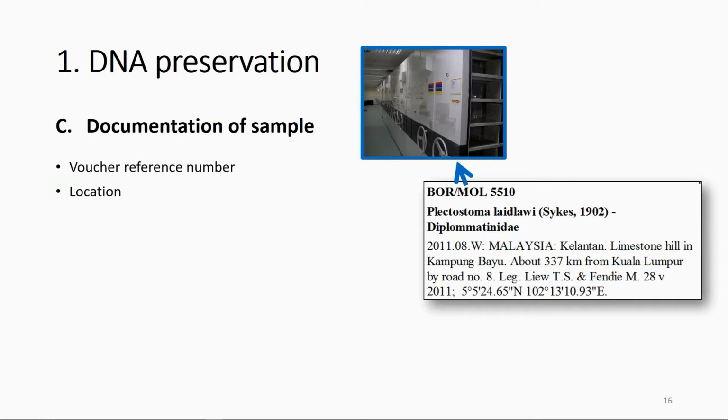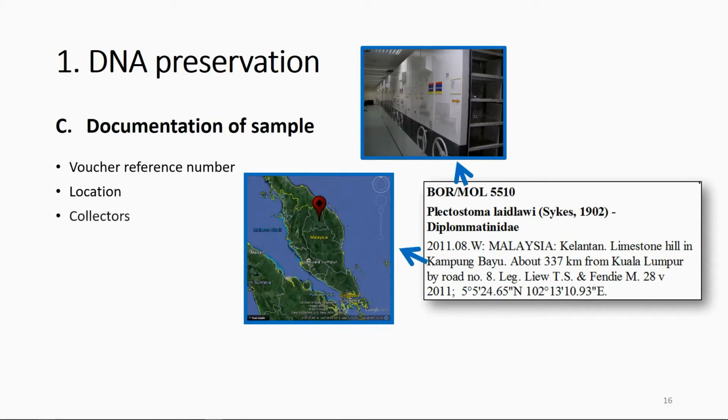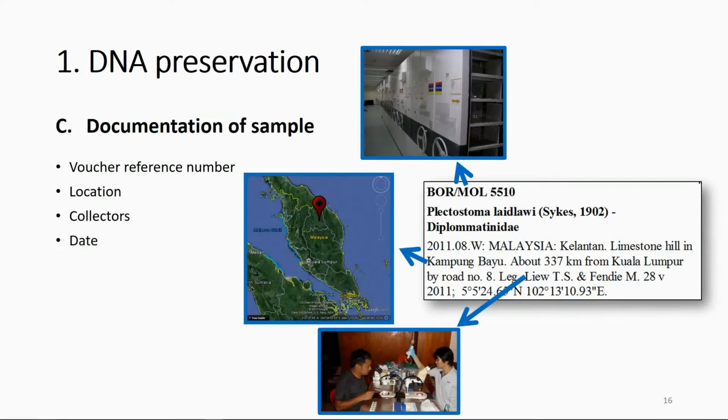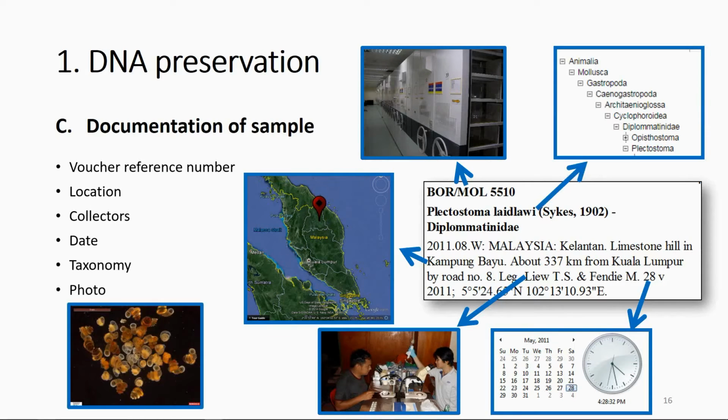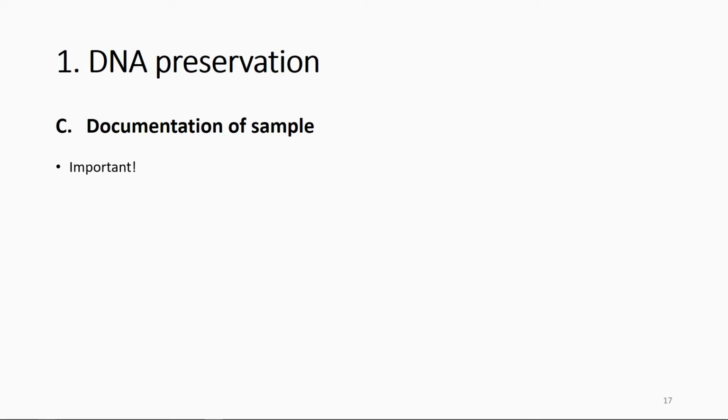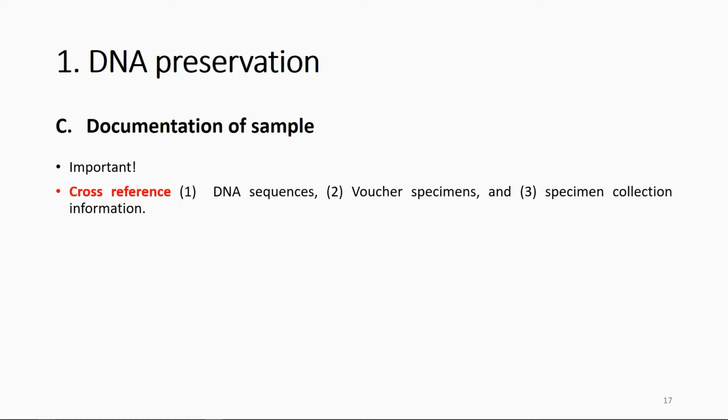You will have location information, who collected the specimen, when the specimen was collected, and also taxonomy information and the photo. All this information is very important when you preserve and collect the sample. Okay. So after you have collected the sample, then you have to keep the sample properly.